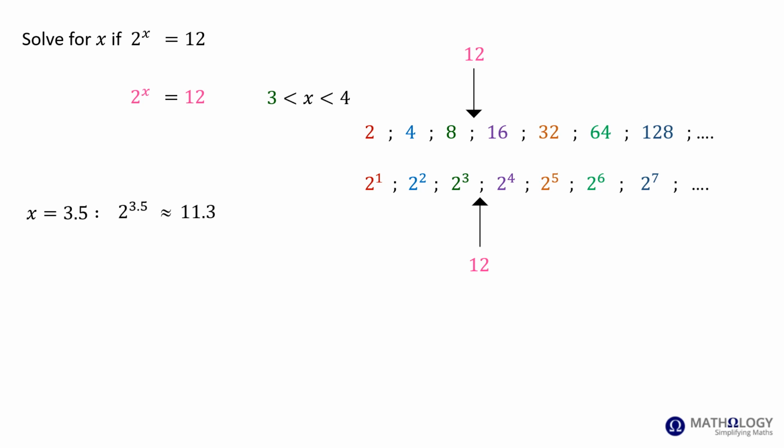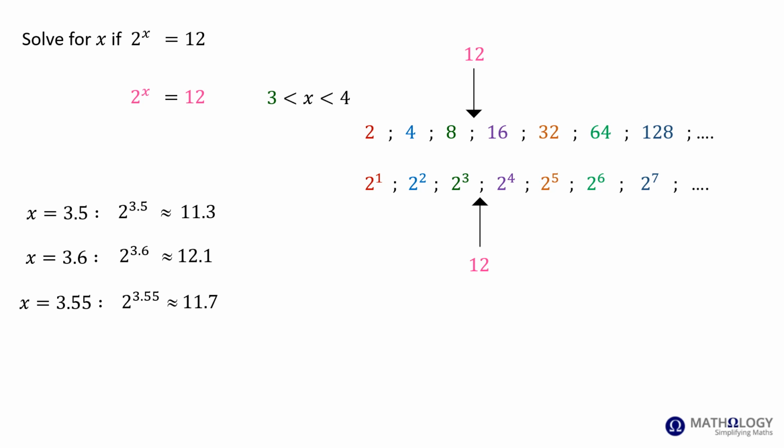2 to the 3.5 is approximately 11.3, which is nowhere near 12, so we will try x equals 3.6. 2 to the 3.6 equals 12.1, which is much closer to 12, but we can still try get a better approximation for x. 2 to the 3.55 equals 11.7, which is further away from 12. We continue in this vein until we get the best approximation for x.